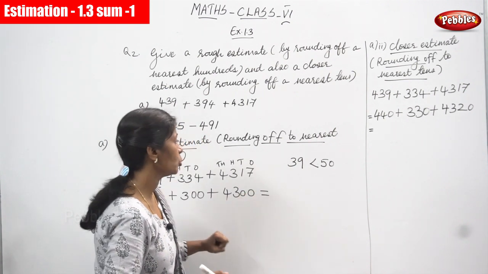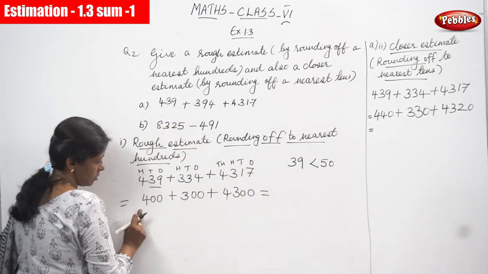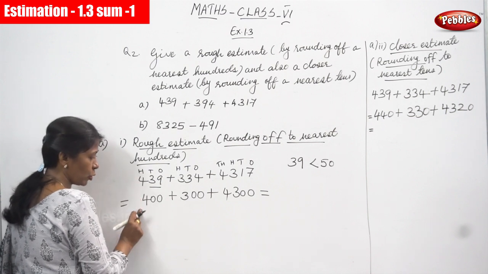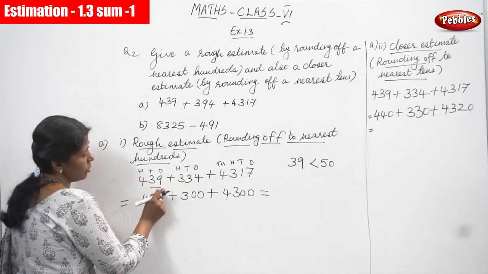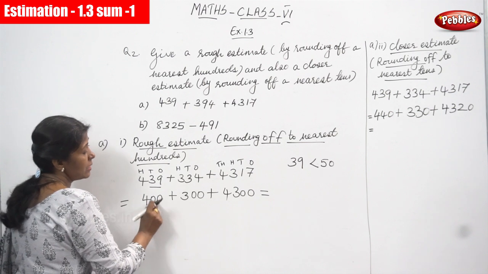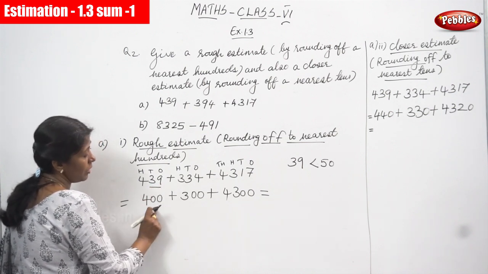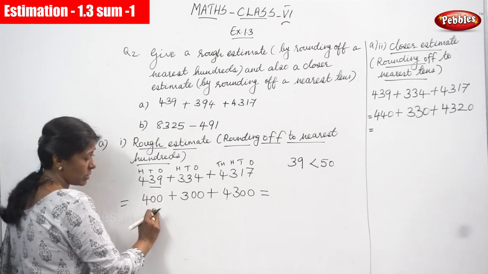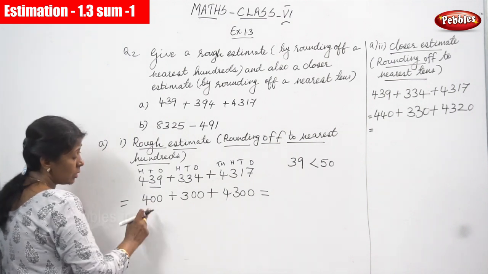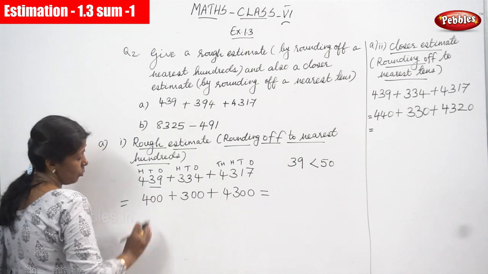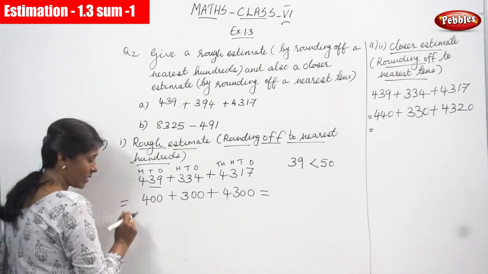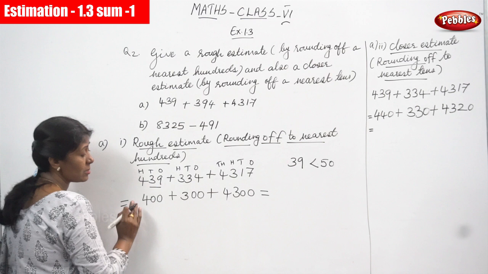So you have to do one thing, just write as it is the 100 place value, 4. You have to write 4 as it is, and the tens and ones place value become 0. So in the tens place and ones place you have to write 0.